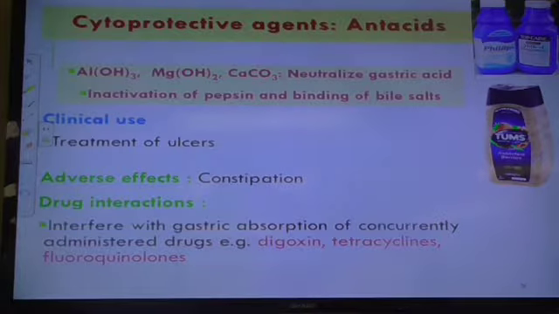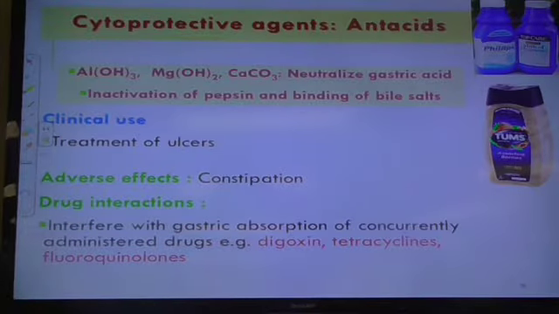The last one is the antacid, as we know it commercially, for when you eat spicy food and have heartburn. It neutralizes gastric acid. It's the best agent: aluminum hydroxide, magnesium hydroxide, calcium carbonate. It not only neutralizes the gastric acid, it also inactivates pepsin and bile salts, because pepsin and bile salts can cause gastric ulcers too.